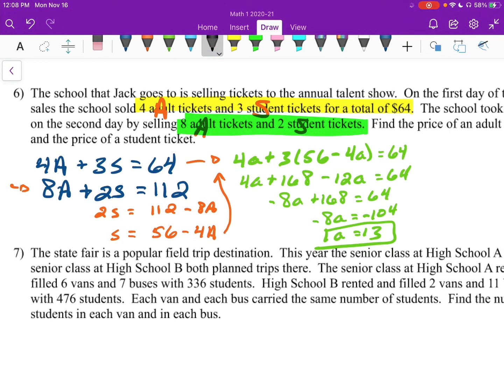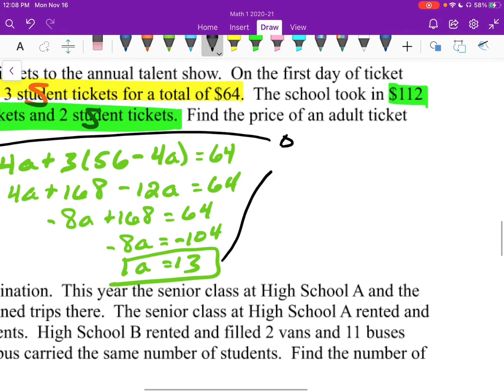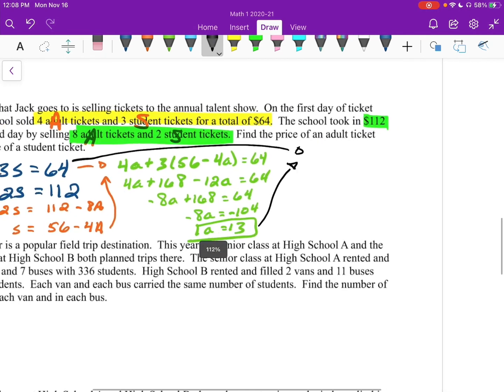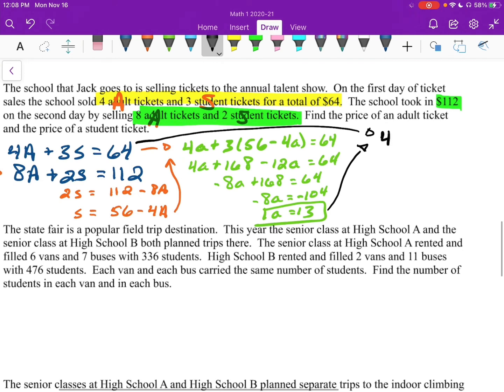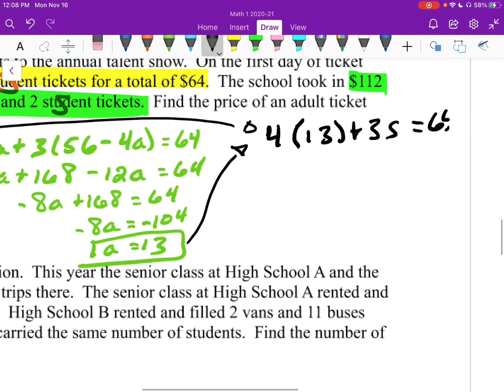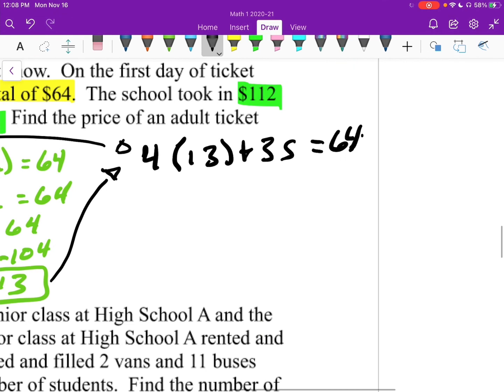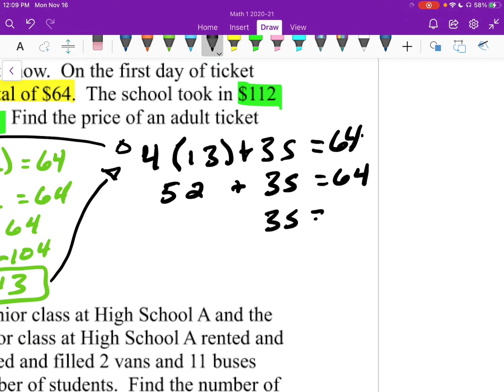I'm going to use this top equation here. I'm going to bring it all the way over here. I'm going to plug in that 13. Let me zoom out so that I can read the whole thing. So I've got 4 adult tickets, so 4 times 13 plus 3 student tickets is 64. All right, now 4 times 13 is going to be 52 plus 3 students is 64. If I subtract 64 minus 52, I get 3S equals 12 and S equals 4.